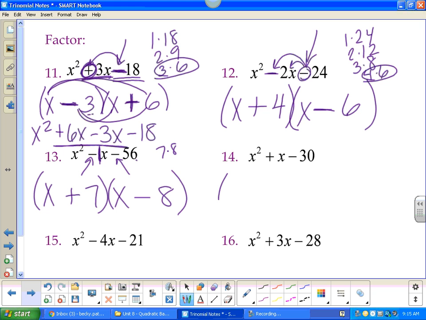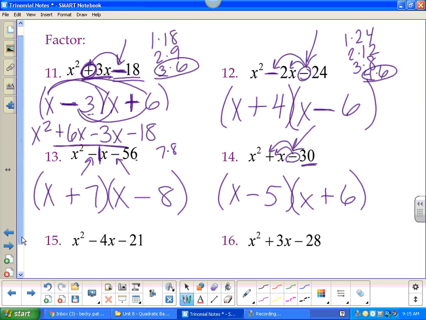Okay, 14, same thing. I want the factors of 30 that are going to subtract to give me a 1. So that means those numbers need to be side by side. So what side by side numbers will multiply to give you 30? 5 and 6. Signs are different. Bigger number always gets whatever the first sign is.